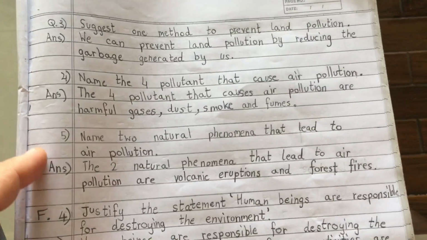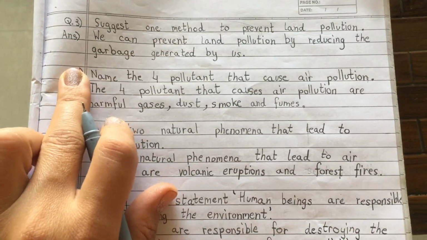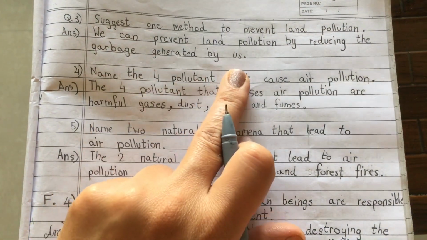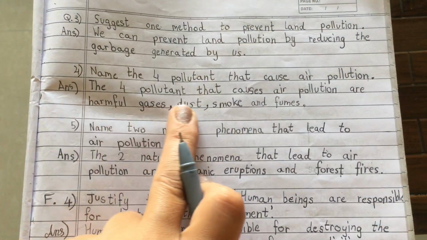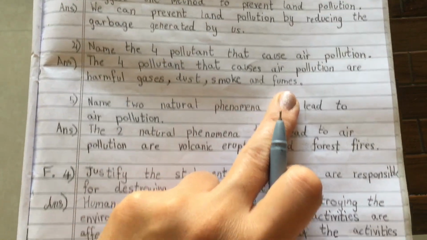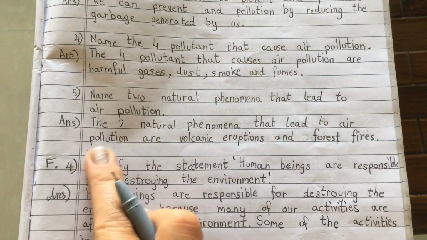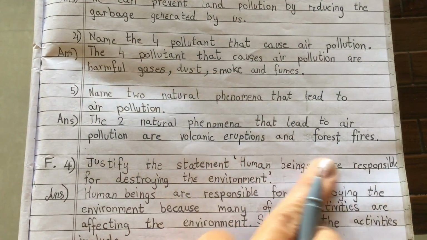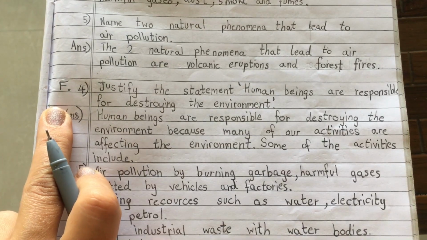Number 3. Suggest one method to prevent land pollution. We can prevent land pollution by reducing the garbage generated by us. Number 4. Name the 4 pollutants that cause air pollution. The 4 pollutants that cause air pollution are harmful gases, dust, smoke, and fumes. Number 5. Name 2 natural phenomena that lead to air pollution. The 2 natural phenomena that lead to air pollution are volcanic eruptions and forest fires.